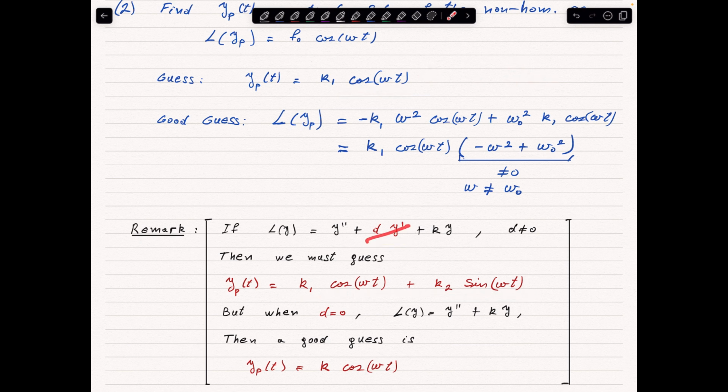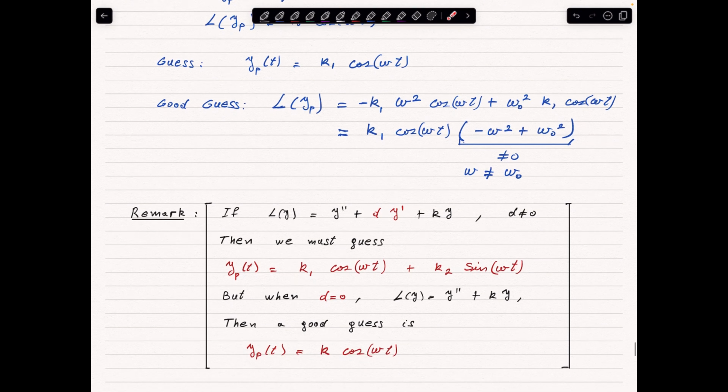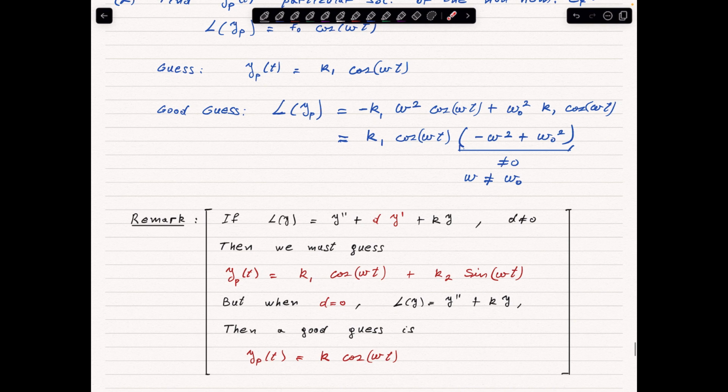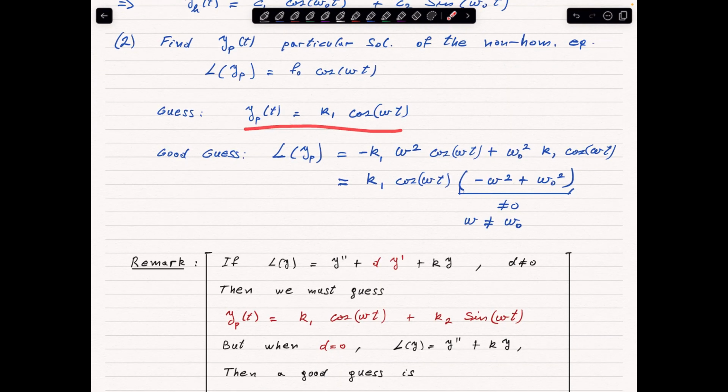When this term is not there, then you need to guess whatever is in the source. In this case, we have a cosine, so the cosine is a good guess because our differential operator doesn't have the first derivative. So that's why. Alright, so now that we understand that, the calculation is going to be simpler than usual because our guess is simpler. So this is a good guess, and because of that it is the perfect guess.